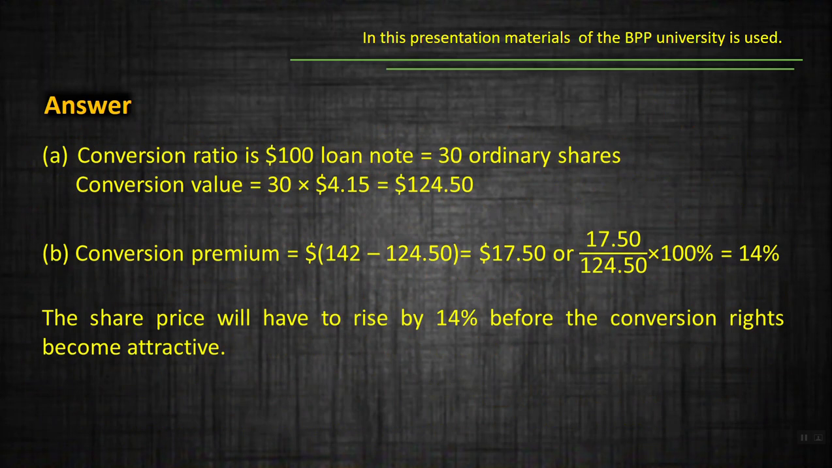Here's the answer. Conversion ratio: $100 loan note equals 30 ordinary shares, and conversion value is 30 multiplied by $4.15, which totals $124.5. Conversion premium is equal to $142 minus $124.5, and the result is $17.50, or 14%. The share price will have to rise by 14% before the conversion rights become attractive.